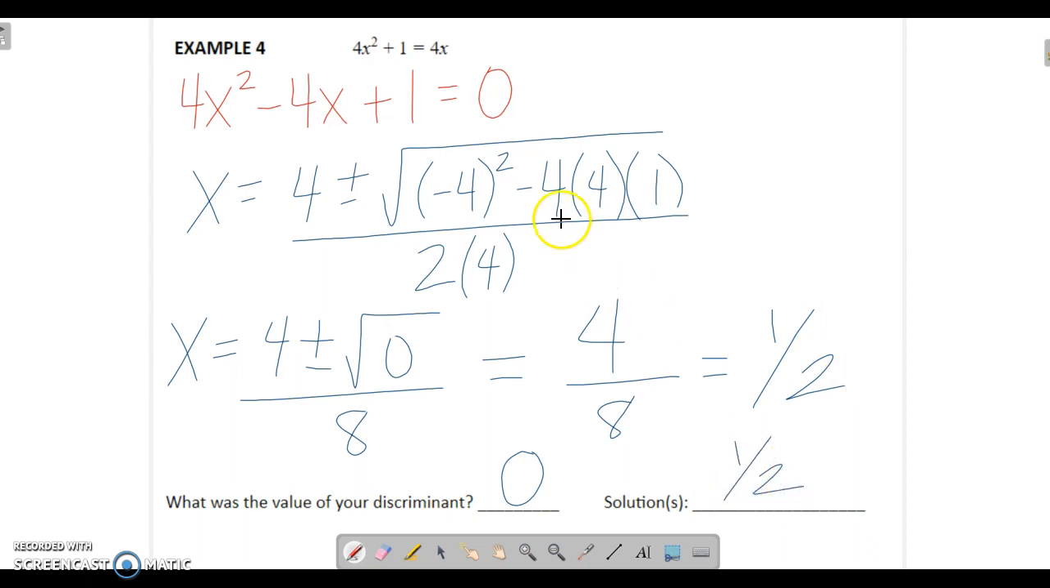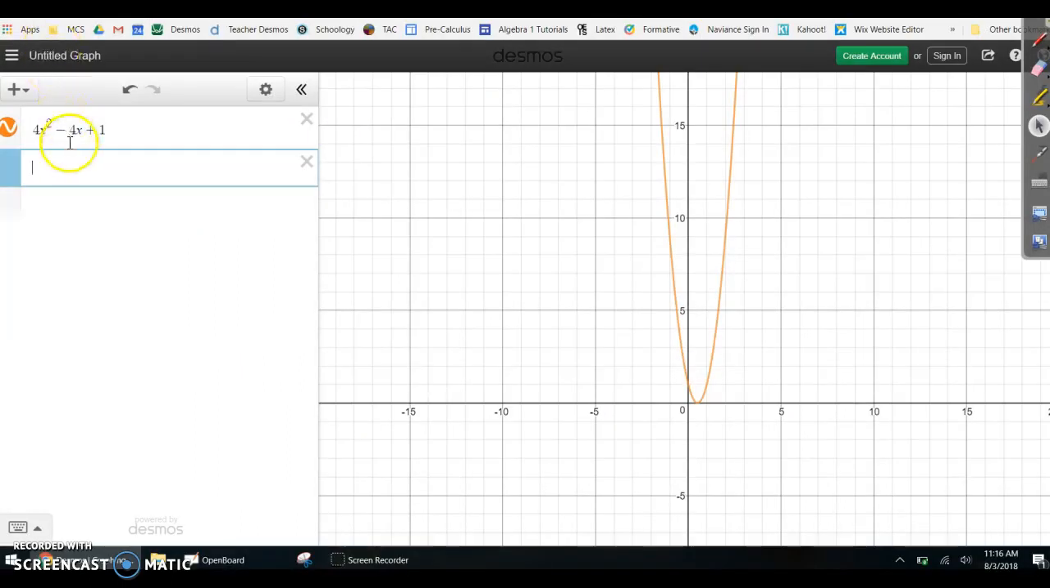And let's check that over on Desmos as well. So we'll type that in. You can see I have 4x squared minus 4x plus 1, and I look over here, there is only one point that is actually on the x-axis, and it's at 0.5, that 1/2 comma 0. So the x that gives me a y of 0 is 1/2. So my solution is 1/2.